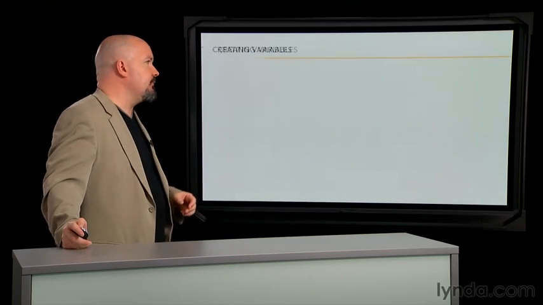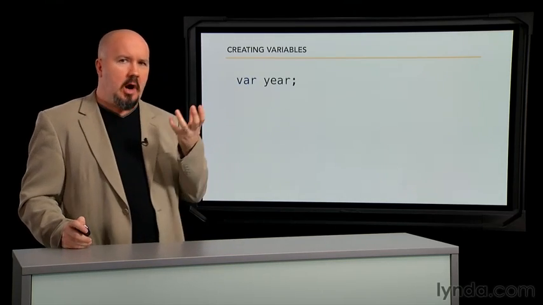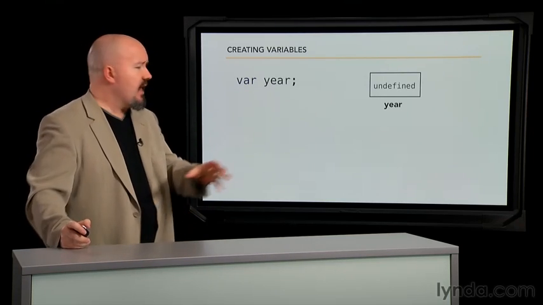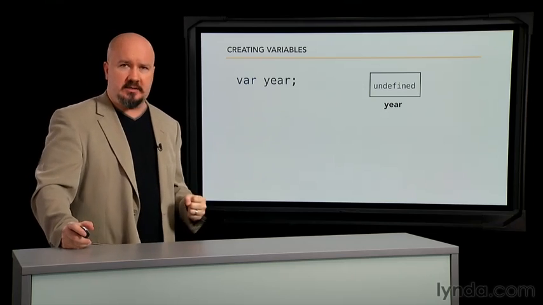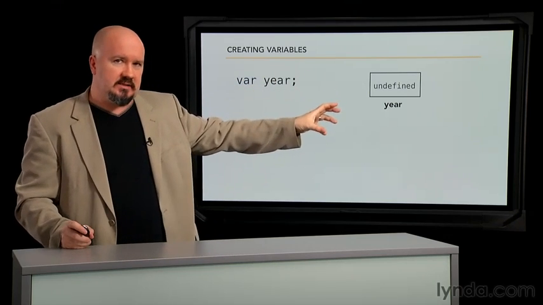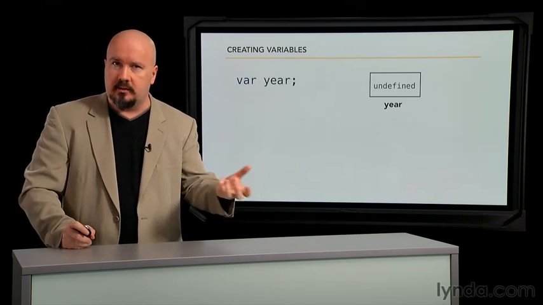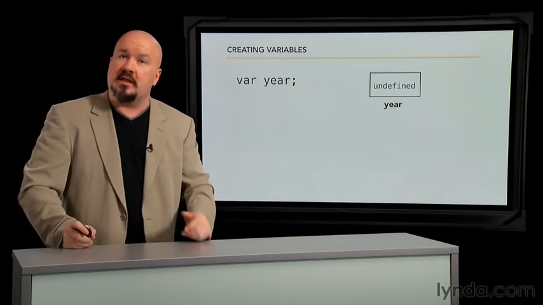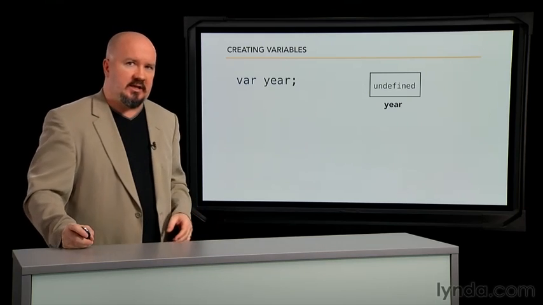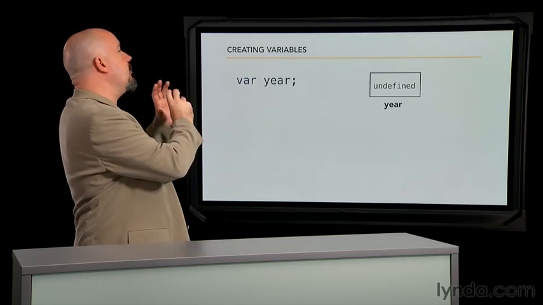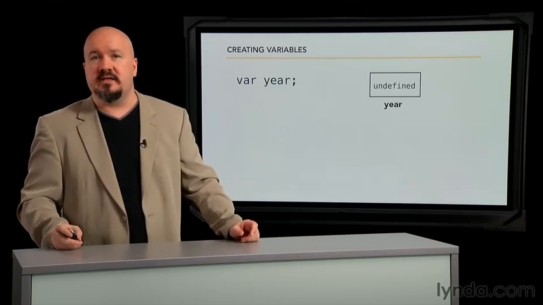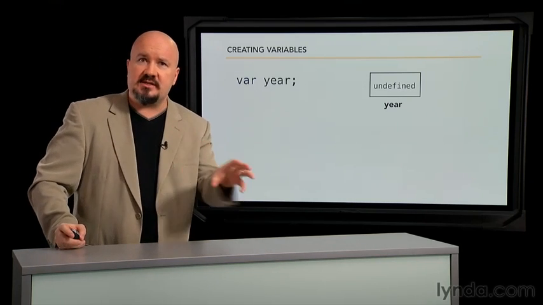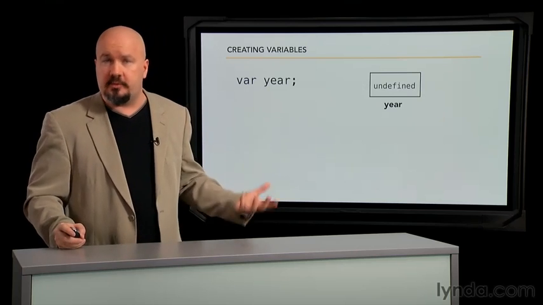Now, all we're doing when we create a variable is carving out a little area of memory to hold a value. Right now, after this line of code runs, this variable exists. It has a name, year, but it doesn't have a value. This is regarded as undefined, and undefined has a special meaning in JavaScript. But there is no point to having a variable that stays undefined. So we can define or set the initial value of the variable when we create it.